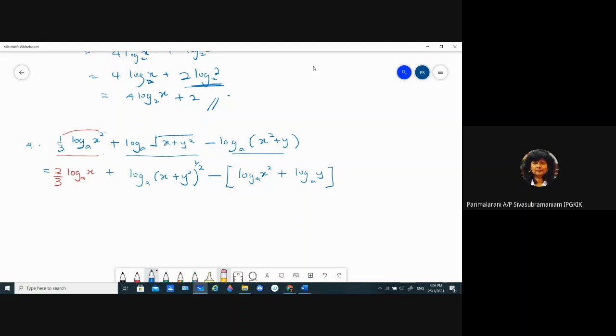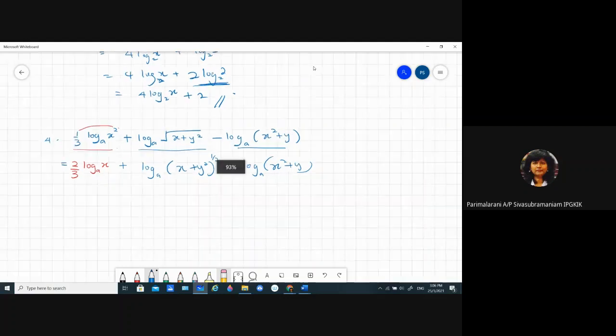So it's supposed to remain, cannot change. It stays. So we cannot write it like this. So this is x plus y squared to the power of 1 over 2, right? Minus log x squared plus y. Can we do anything with this or not? No, we cannot.